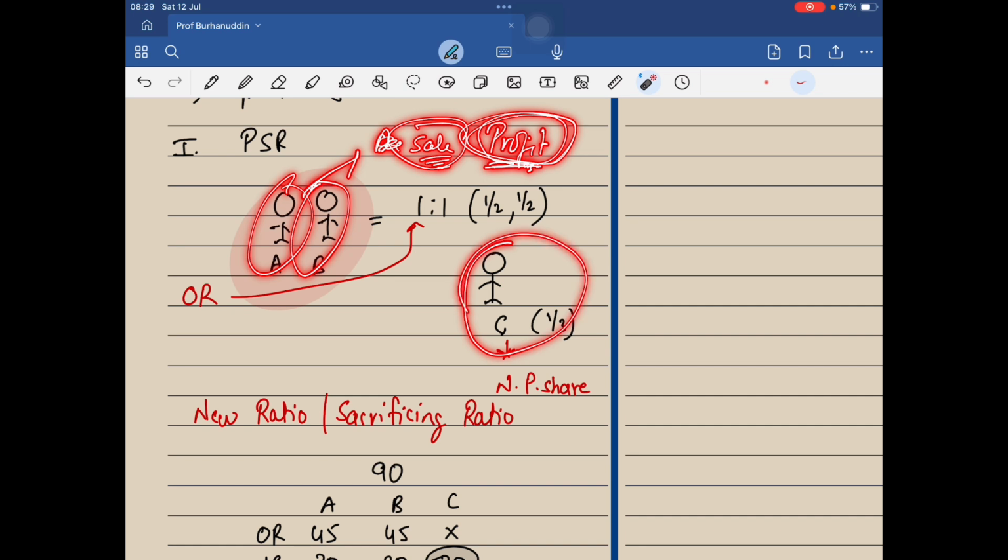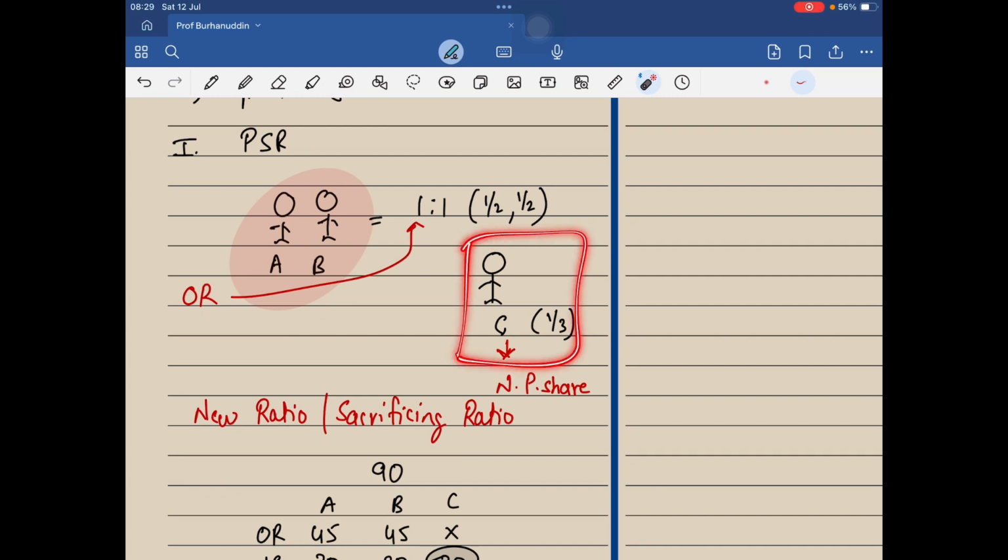Now when C will be introduced as a new partner, he is going to readily get the profit which they already have worked upon. He did not make any efforts to have this profit. So C will be asked to give the share of this profit.